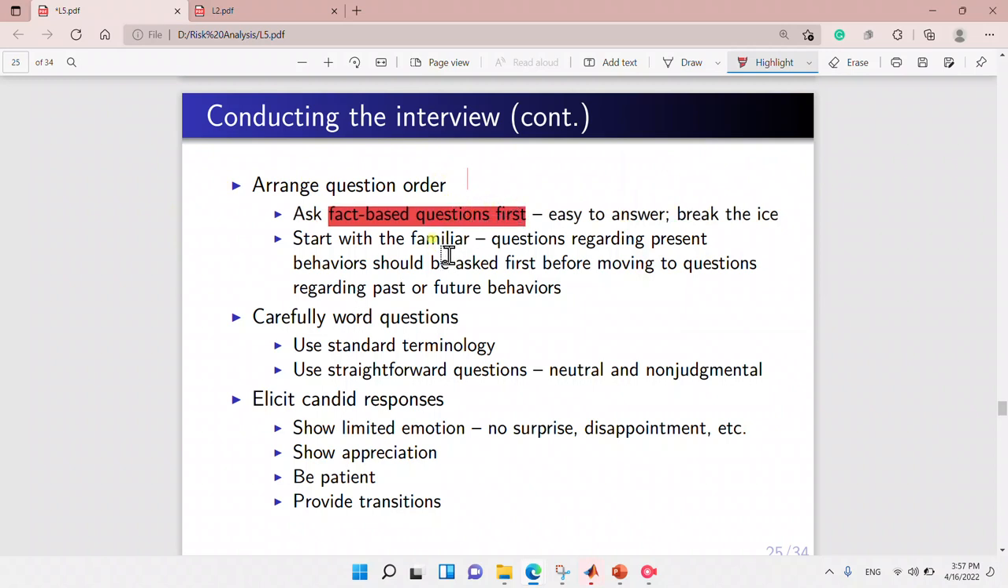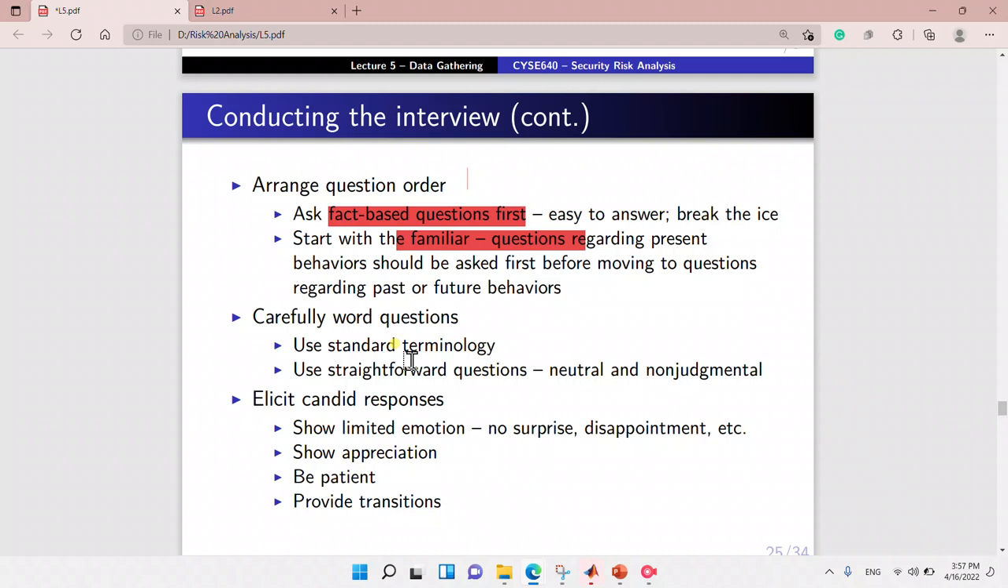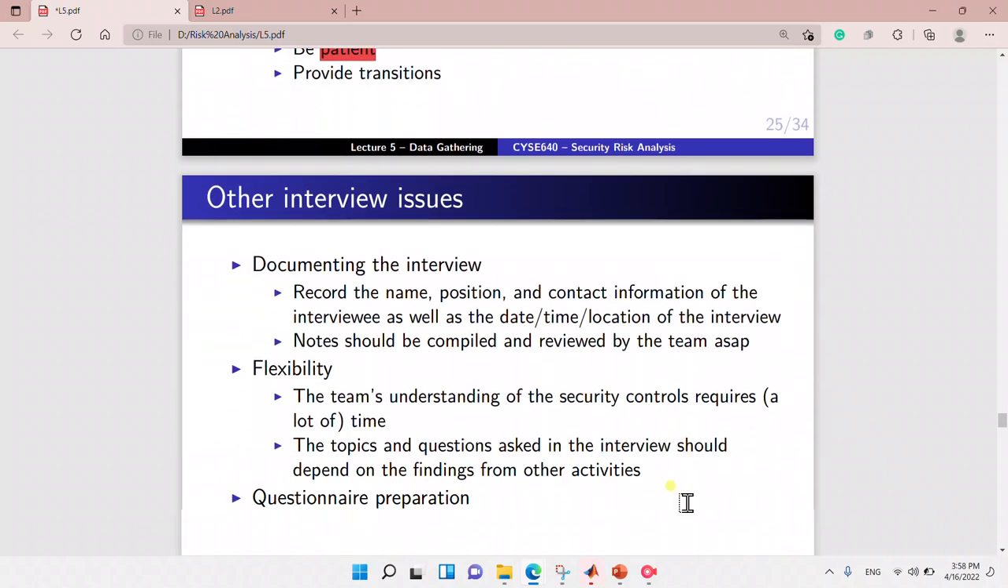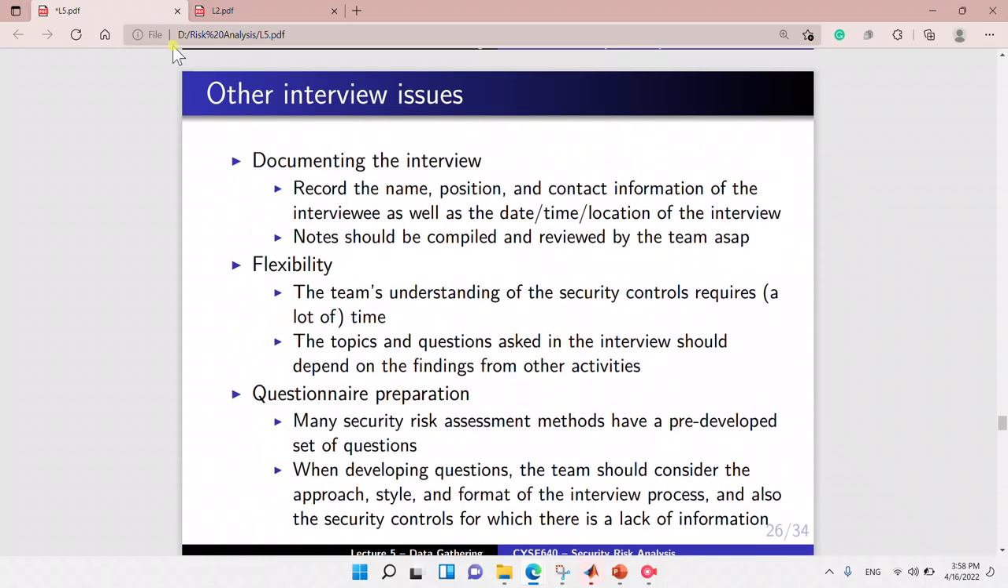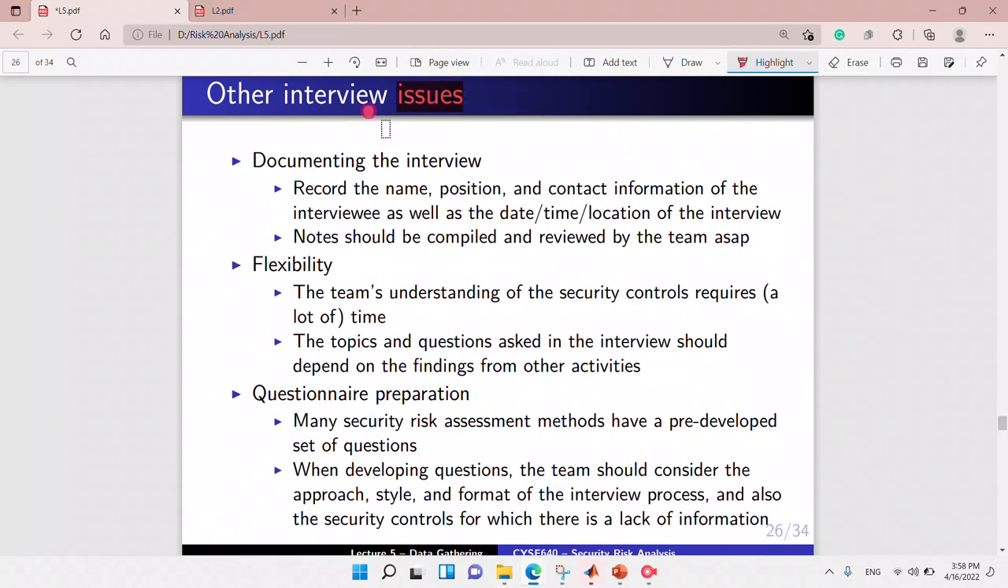Ask fact-based questions first, since they are easier, and break the ice. Start with familiar questions, behaviors. Okay. Then carefully word questions. Use standard terminology, use straightforward questions. Elicit candid responses, show limited emotion, appreciation, patience. Now we have the issues.